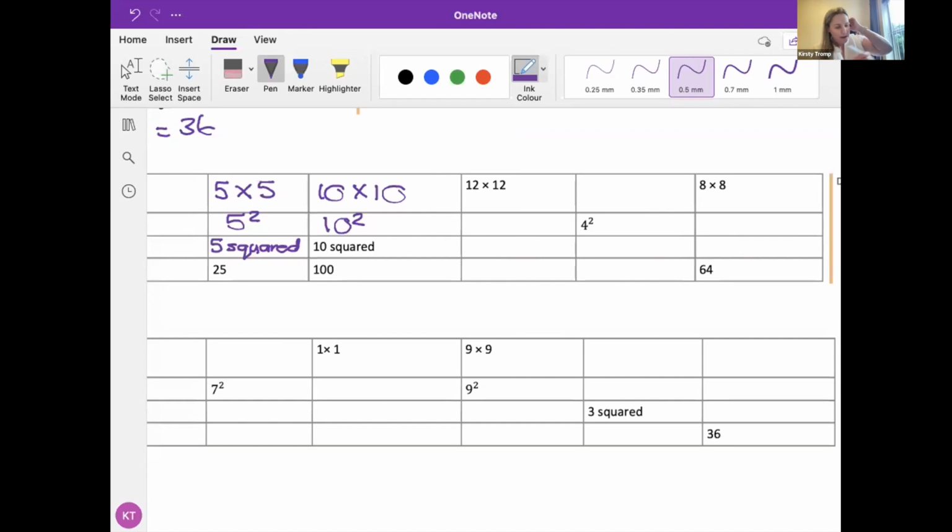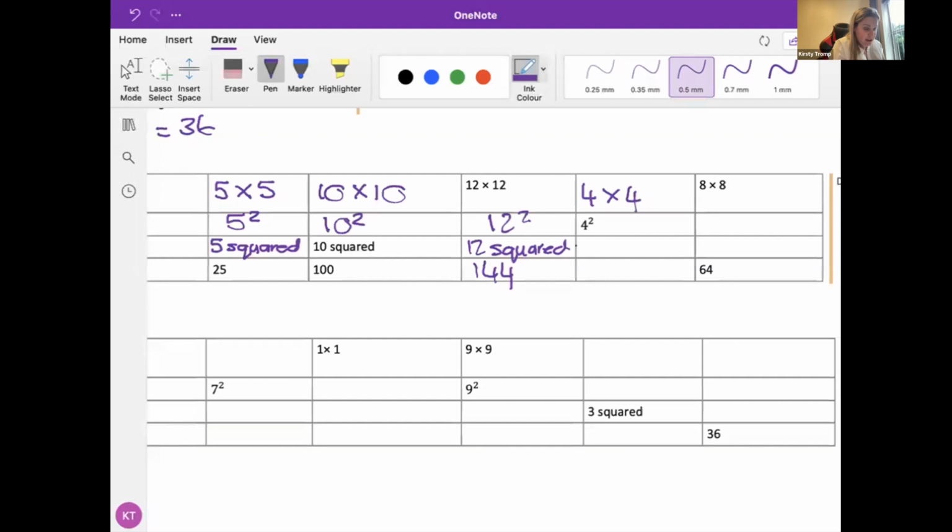I'm hoping that you've managed to finish all of these. You'll see they're pretty easy. I'm sure you probably flew through these, so let's fill them in quickly. This one is going to give me 12 squared, and 12 times 12 is 144. Here we're going to have 4 times 4.